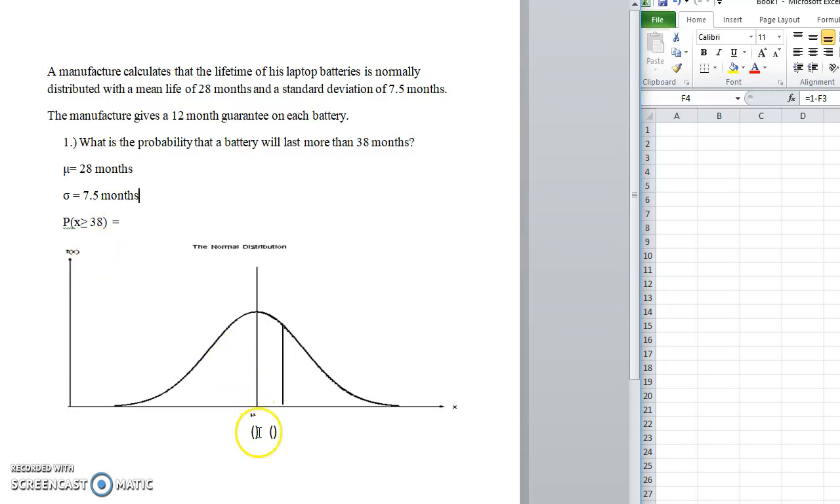And down on the bottom here, to show it on the graph, mu is at the direct center, that is our average. We're saying that 50% of the batteries will last greater than 28 months, and 50% of the batteries will last less than 28 months. So here's our average. And we'll say that this line over to the right represents 38 months, which is the specific probability that we're trying to find.